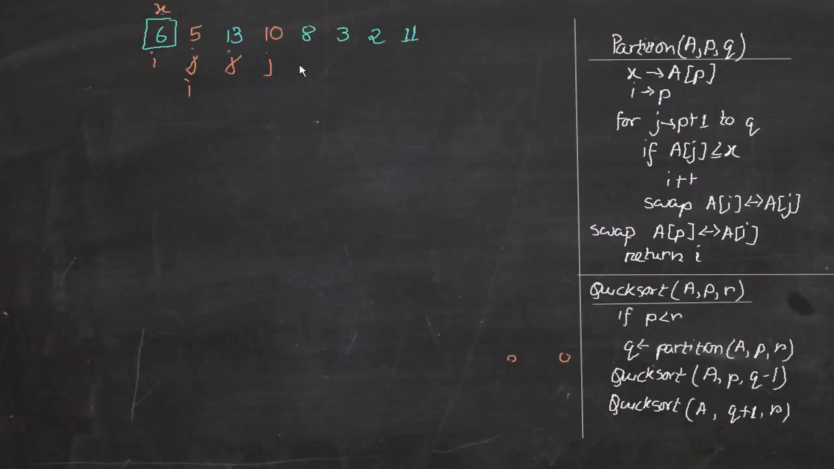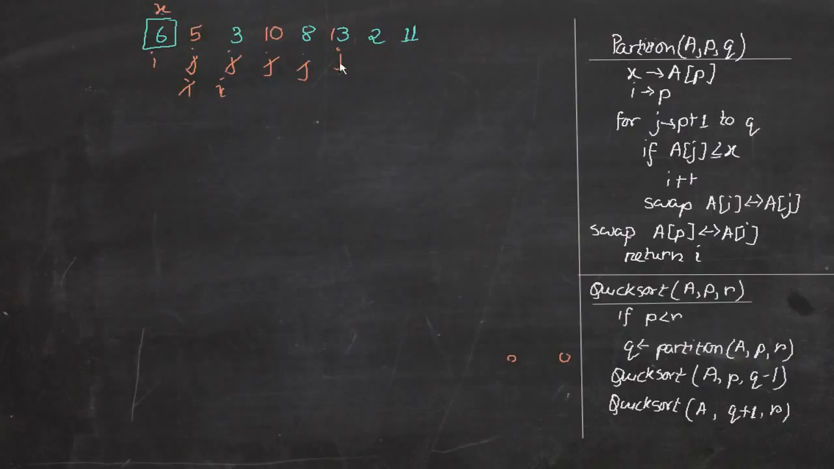So then we move on to the next J. This J is still greater than 6, so we don't increment I. 3 is less than 6, so we do increment I. Let's move on to this, and then I is increased. So we swap, again, A[I] and A[J]. So 3 and 13 are swapped. This is 13 and this is 3.